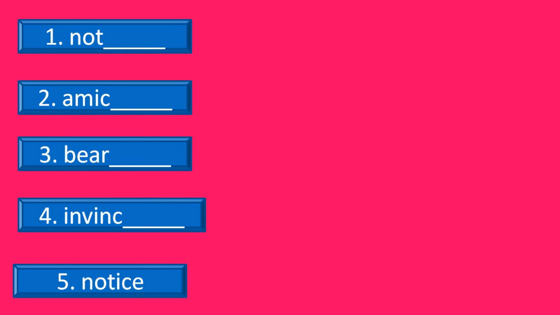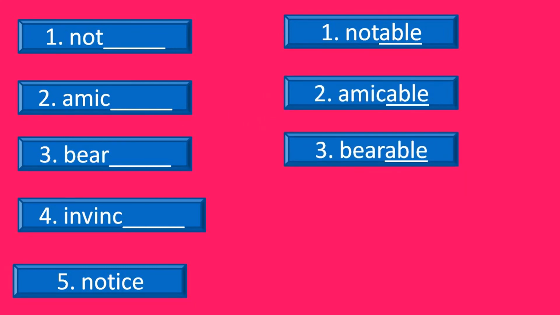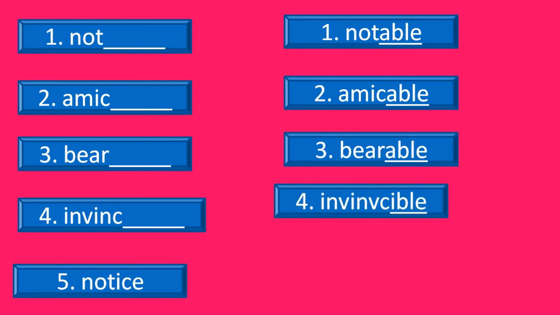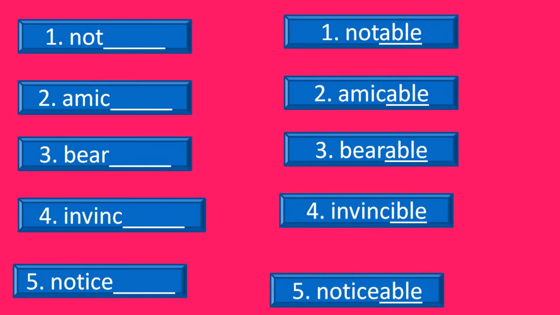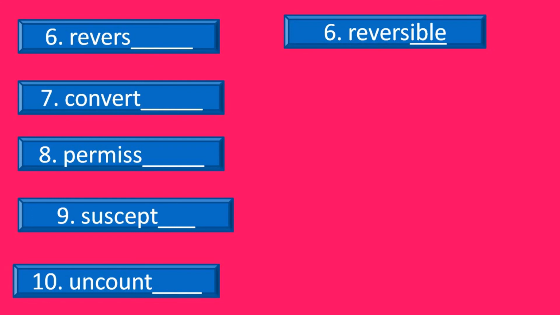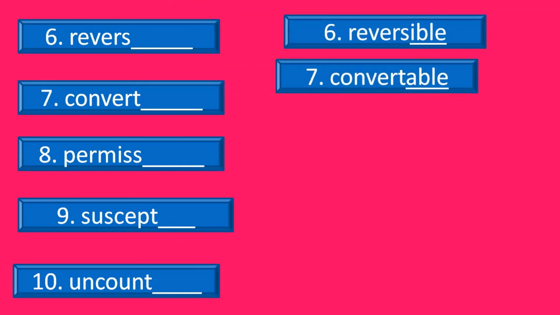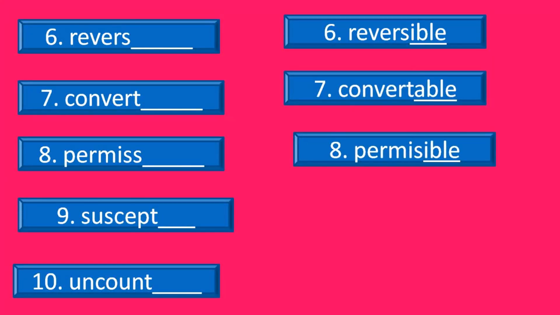Not Dex. Answer is notable. Amic Dex. Answer is amicable. Bear Dex. Answer is bearable. Invinc Dex. Answer is invincible. Notice Dex. Answer is noticeable. Next question. Revers Dex. Answer is reversible. Convert Dex. Answer is convertible. Permiss Dex. Answer is permissible.